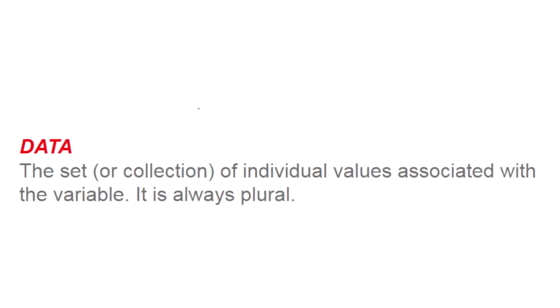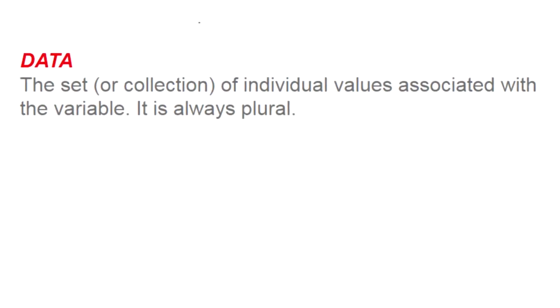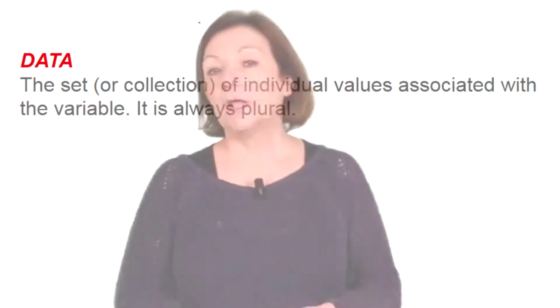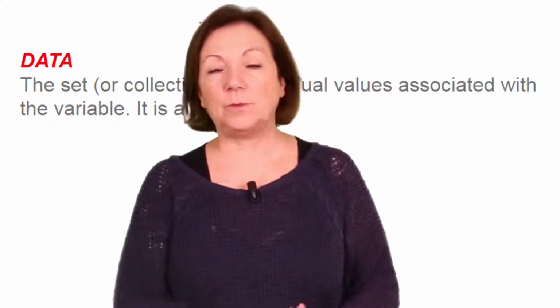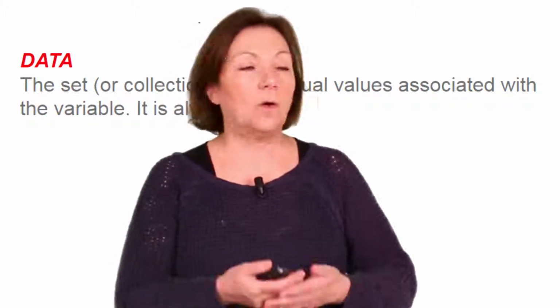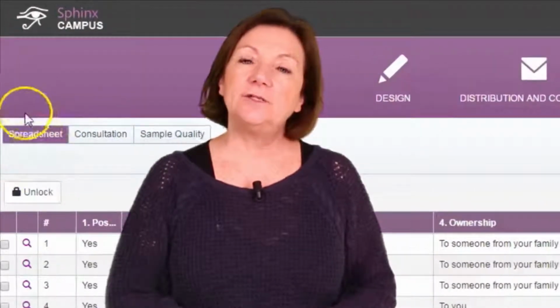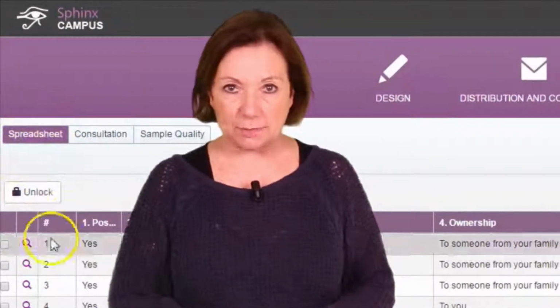Whereas the data is the set or the collection of the individual values associated with a variable. So this is the entire set of observations that we have. It's the matrix or the spreadsheet that you have seen in Sphinx Campus last time.